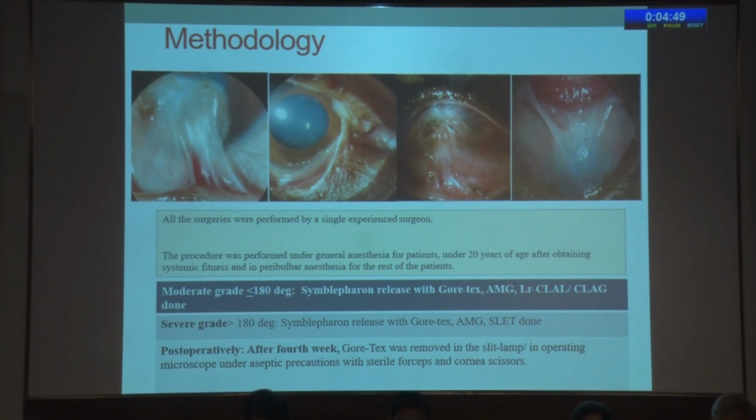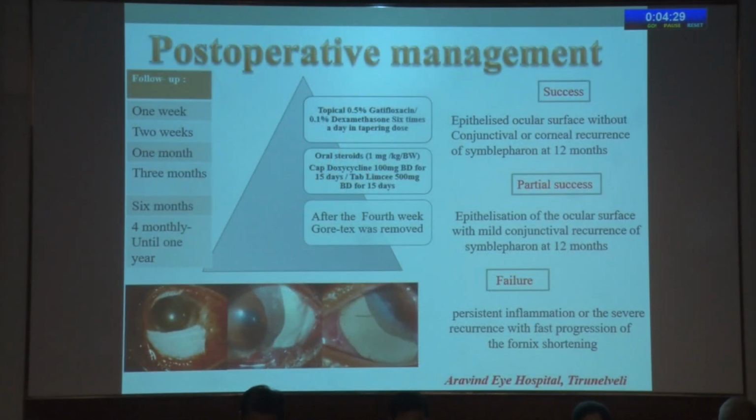Symblepharon of moderate grade, involving less than 180 degrees of the ocular surface, was treated with symblepharon release with Gore-Tex, amniotic membrane graft, and living related conjunctival allograft or autograft. Patients with severe grade symblepharon involving more than 180 degrees of the ocular surface underwent symblepharon release with Gore-Tex, amniotic membrane graft, and simple limbal epithelial transplant (SLET). Post-operatively, after the 4th week, Gore-Tex was removed, and follow-up evaluation was done at 1 week, 2 weeks, 1 month, 3 months and 6 months, and 4-monthly until 1 year.